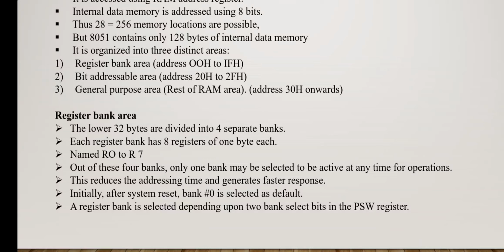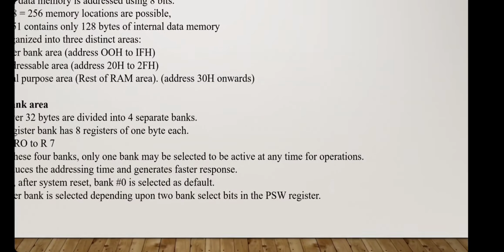The register bank is selected depending upon the 2 bank select bits in the PSW register. In the PSW register the 3rd and 4th bits are used for RS0 and RS1. This is for bank select. If it is 00 we are selecting bank 0. If it is 01 we are selecting bank 1. If it is 10 we are selecting bank 2. If it is 11 we are selecting bank 3. So this is the case of the register bank area.